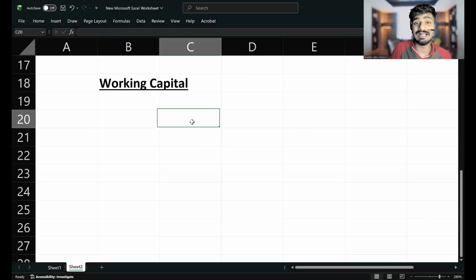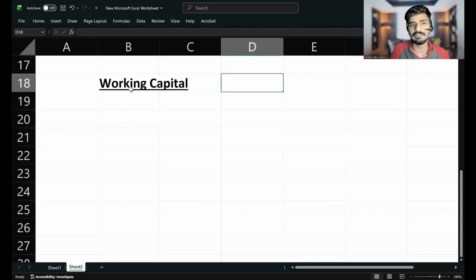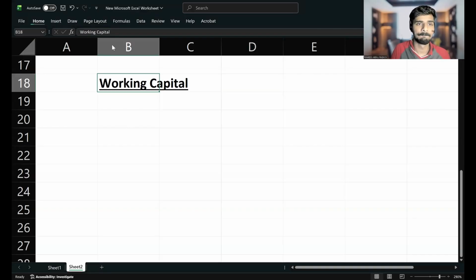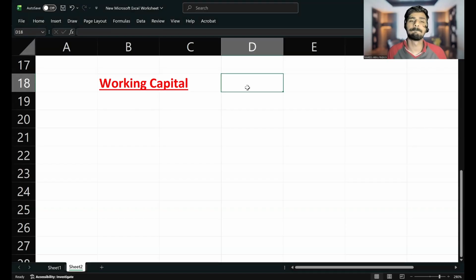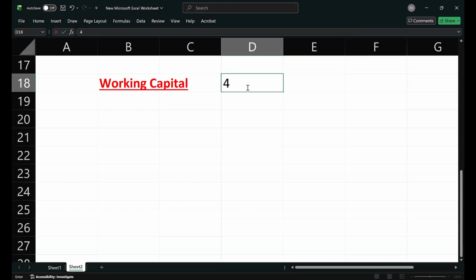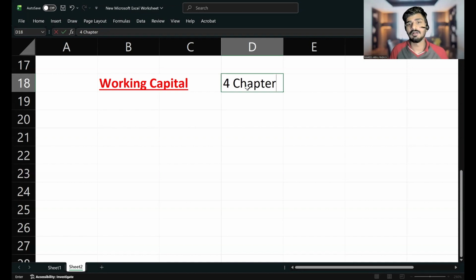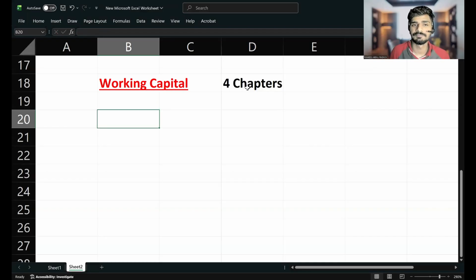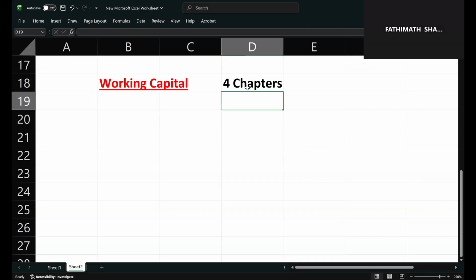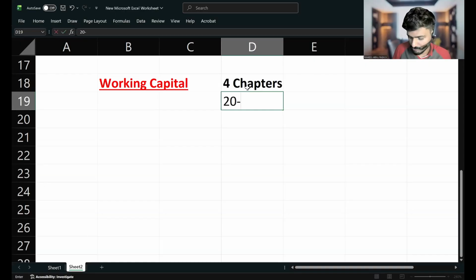In working capital, as per our Kaplan textbook, how many chapters are there? Four chapters. Yes, there are 4 chapters. And how many marks can you expect from working capital? Around 20 to 26. You can expect a minimum of 20 marks and a maximum of 26 marks.